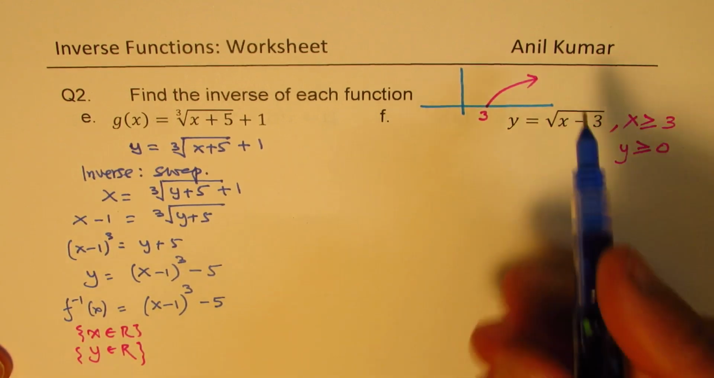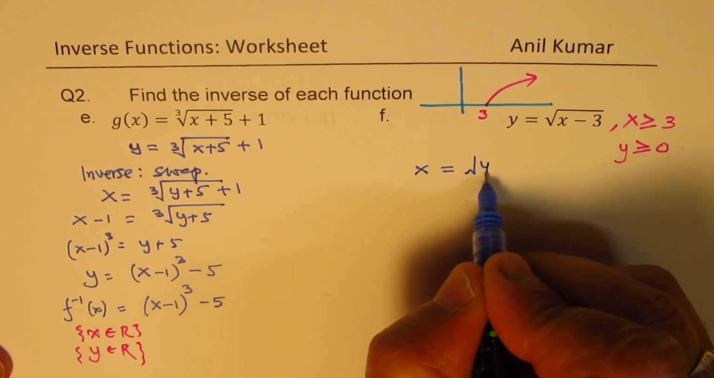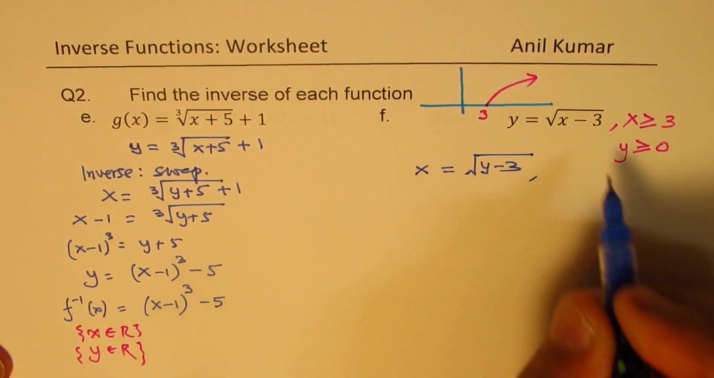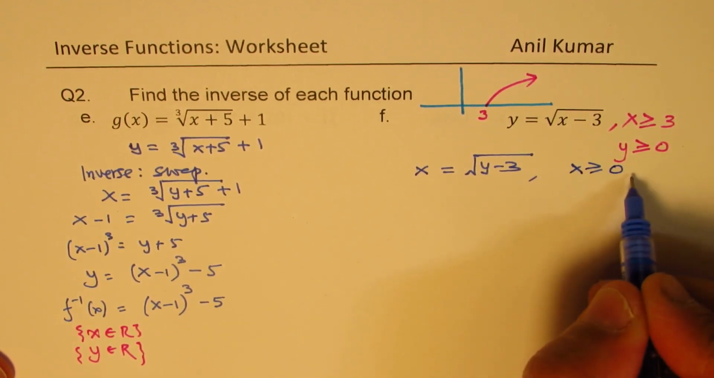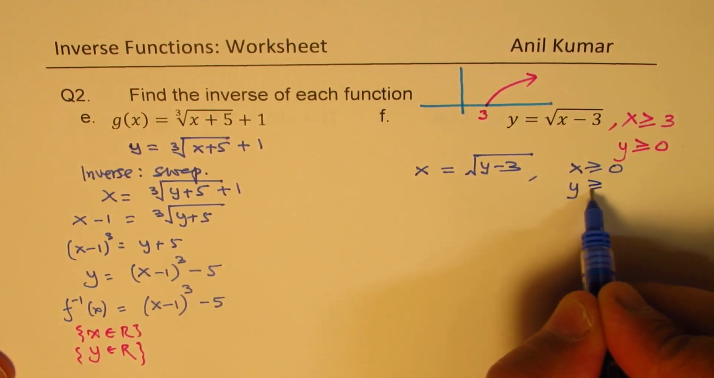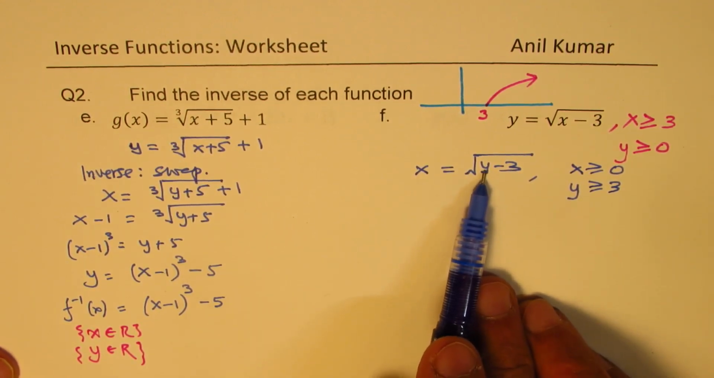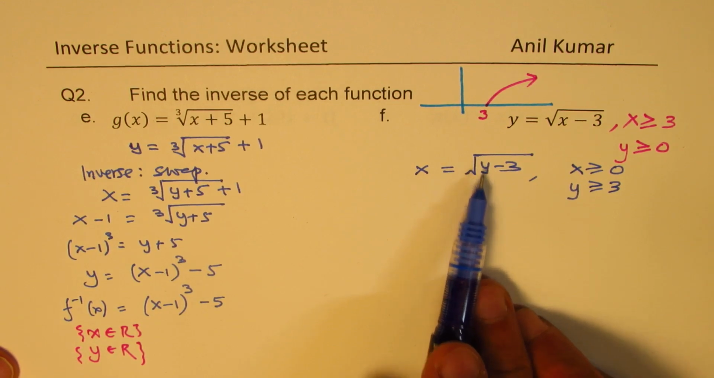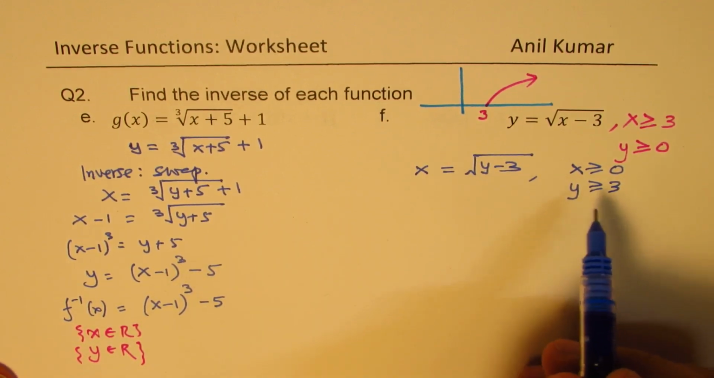Now let's do the inverse. So to do inverse, we'll flip x and y. Correct? So when you flip, note that now the x value will be greater than or equal to 0 and y will be greater than or equal to 3. It makes sense, right? y has to be greater than or equal to 3, otherwise within the square root you'll get a negative number. Does that make sense to you? Correct? So keep that in mind.